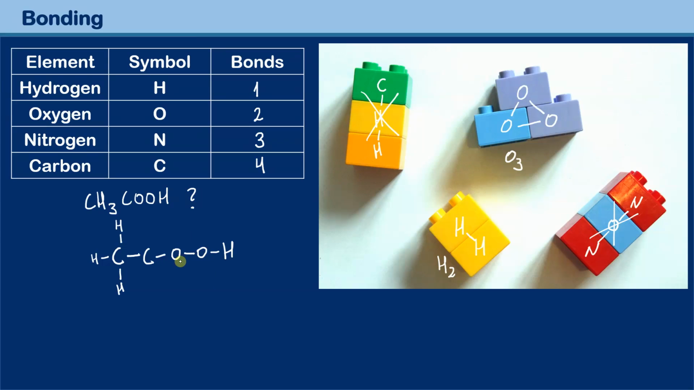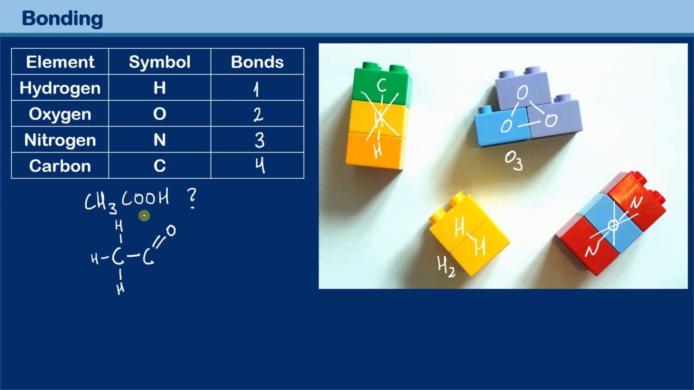COOH. This is wrong. Why is this wrong? Because this carbon now only has 2 bonds. So I got to erase this here. COOH is a very common functional group. It's the carboxylic acid group, and the COOH actually looks like this.